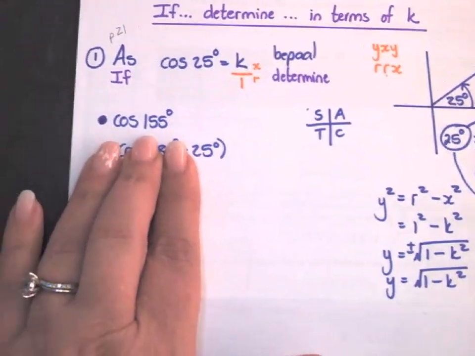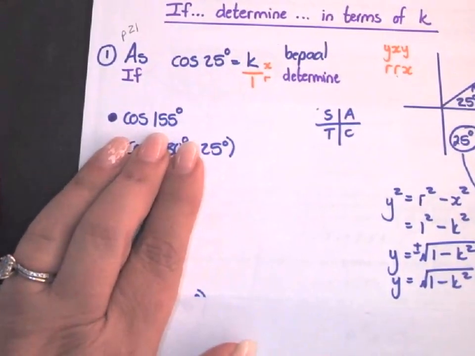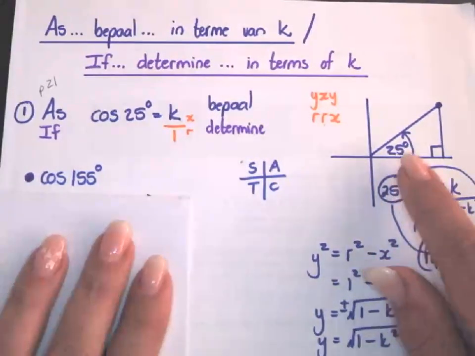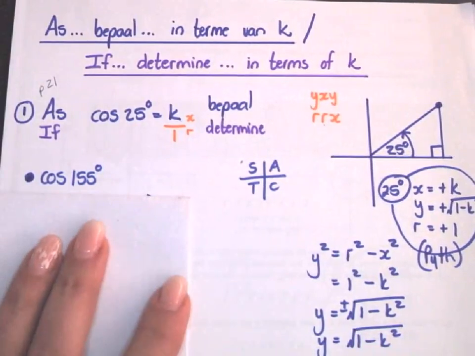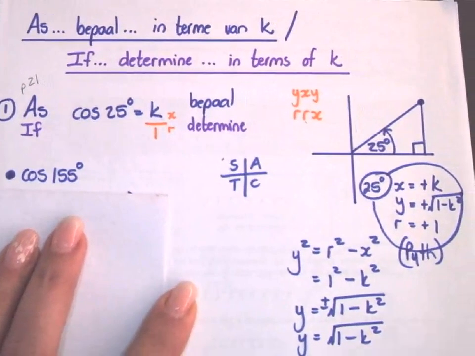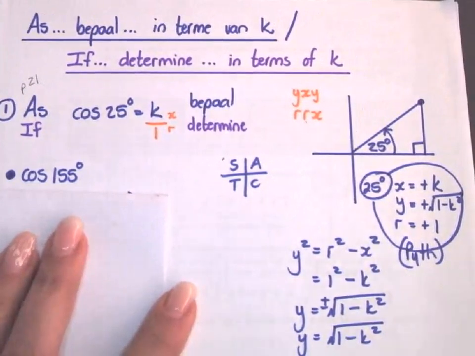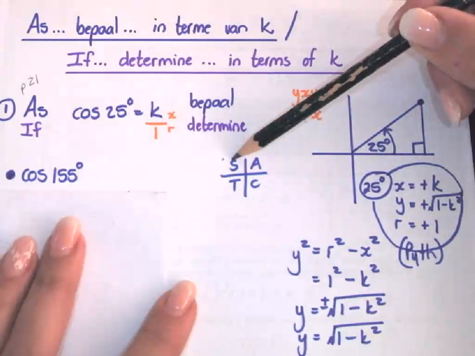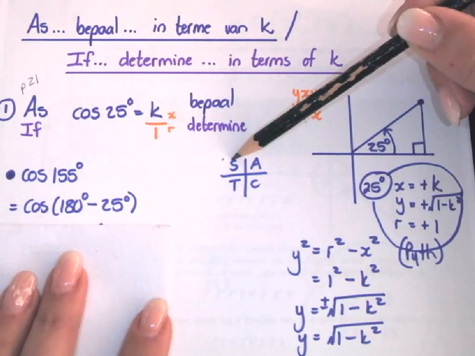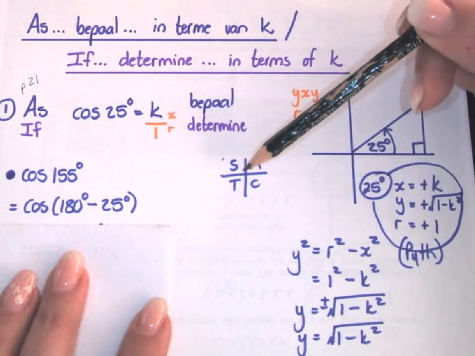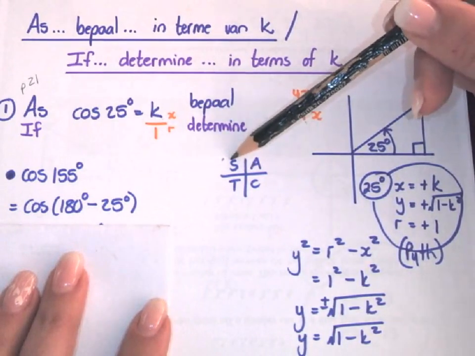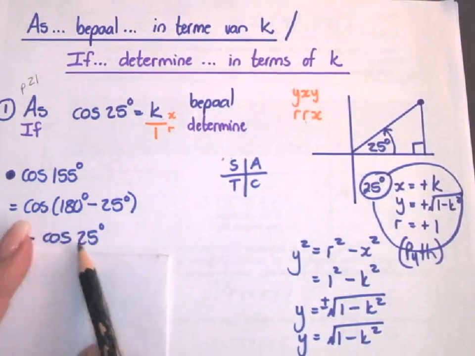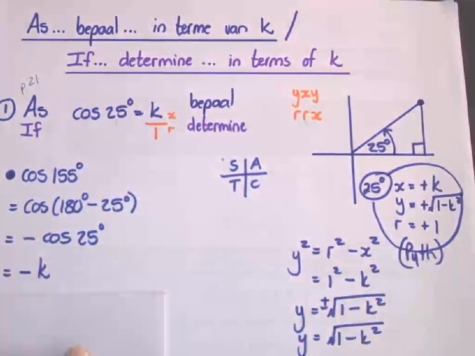The first one is cos of 155. My triangle has a 25 degrees, but I ask a 155 degrees. So what must I do? Reduction, reduce. 155 lies here in the second quadrant, so it's 180 minus 25. Oh, there's the 25. Cos is negative in the second quadrant, so it's a negative cos 25. And now you can just substitute cos 25 with k, negative k.